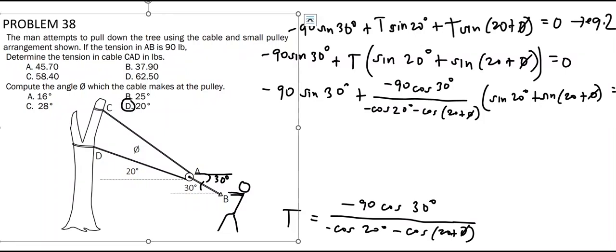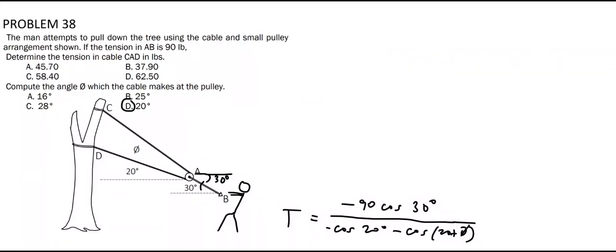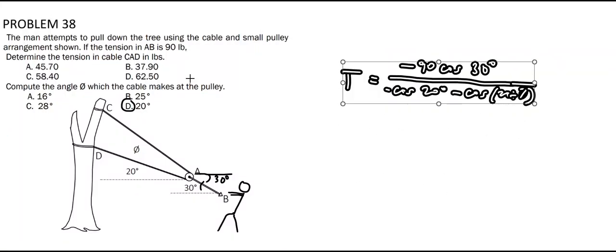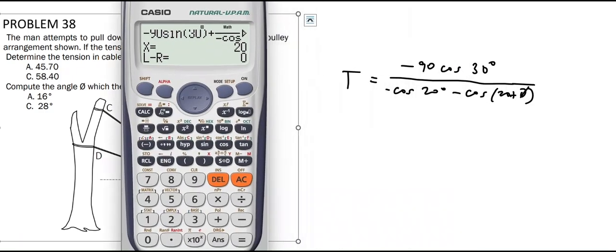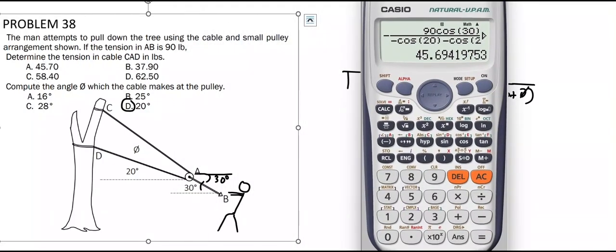Now that we have phi, we can now solve for t by directly substituting phi equal to 20. So we have t here equal to negative 90 cosine of 30 degrees divided by negative cosine of 20 degrees minus cosine of 20 plus phi, which is equal to 20 degrees. We have t equal to 45.69, or approximately equal to 45.70 pounds.